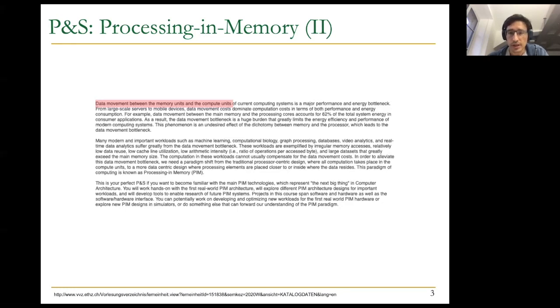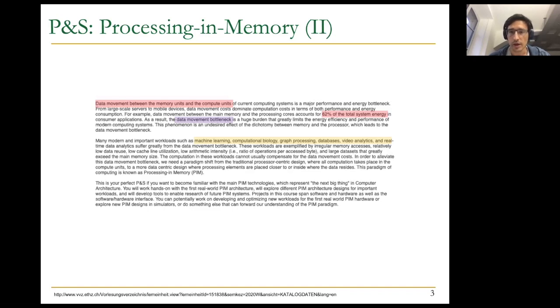The problem with this is that it spends a lot of execution cycles, but even more worrisome is the amount of energy that is spent on this. In a recent study of our group, we found that up to 62% of the total system energy was spent on moving data between the DRAM memory and the CPU. This is what we call the data movement bottleneck, and this affects most important workloads these days, like machine learning and AI workloads, genomics, graph processing, databases, etc. So how can we deal with this?